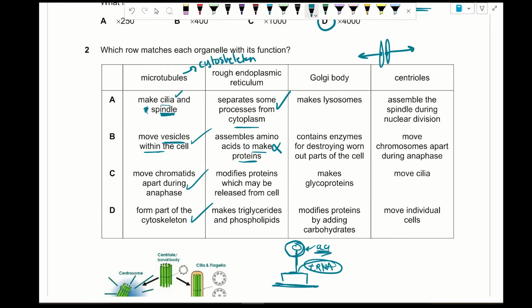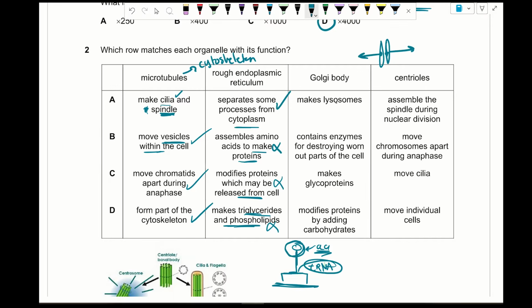Now, modifies proteins which may be released from the cell. Now, what modifies proteins is the Golgi body, so this is incorrect. For D, makes triglycerides and phospholipids. This is also incorrect. As we all know, rough endoplasmic reticulum synthesizes proteins, not triglycerides.